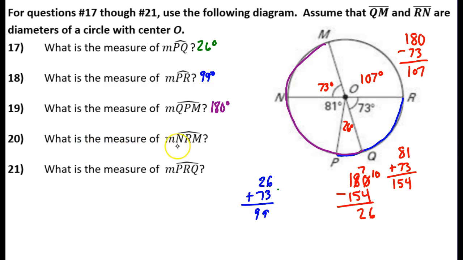What is the measure of N to R to M? So N to R to M, 360 degrees in a circle. And if I subtract off everything but the 73 degrees, you will have to borrow here. So when you borrow, 10 minus 3 is 7, 35 minus 7 is 28, so this is 287 degrees.